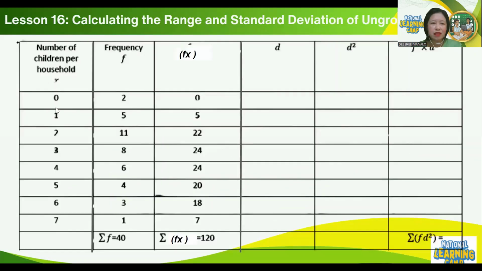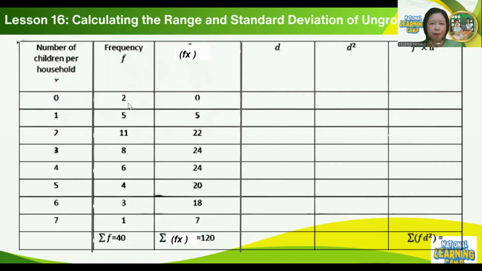Here is the frequency table. So the first column is the number of children per household. Then the frequency, which has a summation of 40. And then the column for fx. How to get the column for fx?